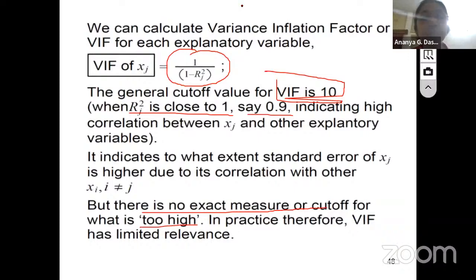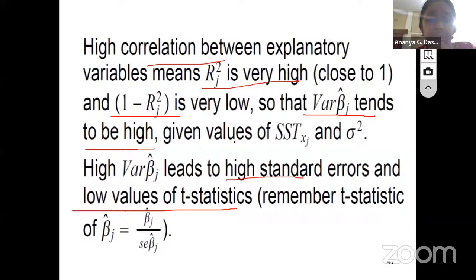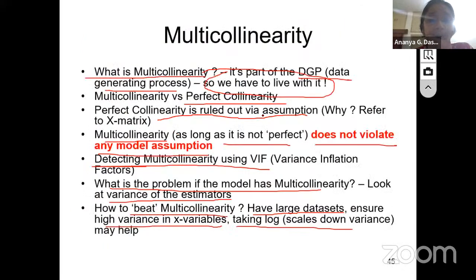Okay, I see there's a question. Can you explain what is the basic difference between multicollinearity and perfect collinearity? Yes, sure. So you see, perfect collinearity is when R squared between two variables is either 1 or minus 1. So there's an exact relation. So you see it's a bit like this.